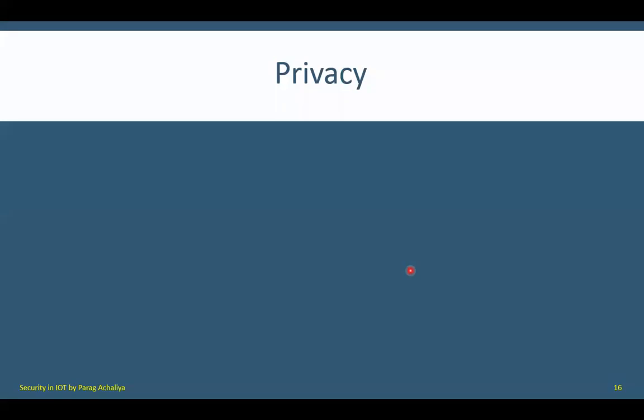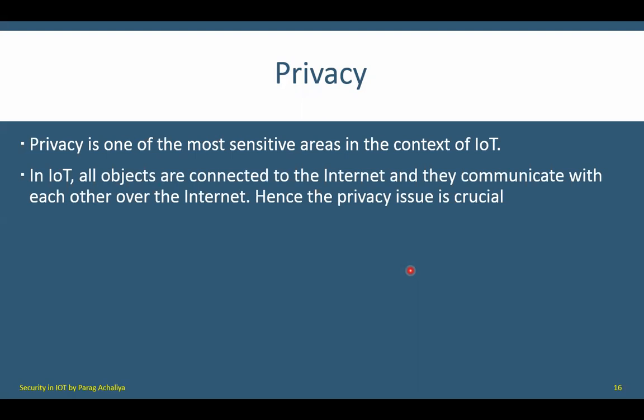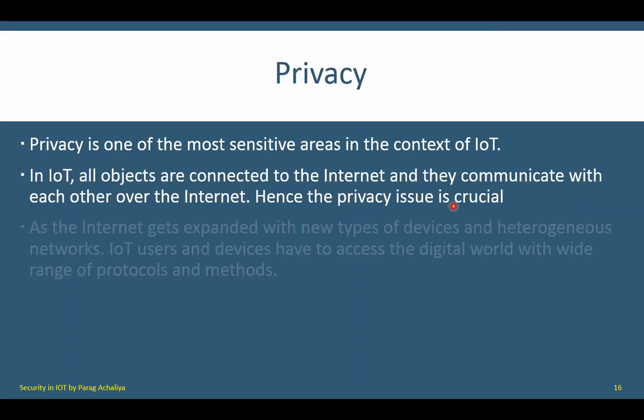And the last one is your privacy. Privacy is one of the most sensitive areas in the context of IoT. Yes, because whenever data is generated, there must be proper privacy given to all types of data. In IoT, all objects are connected to the internet and they communicate with each other over the internet. Hence, the privacy issue is crucial. Whenever there is exchange of data between various things in IoT, privacy is important because data will be transmitted over the network from one device to another. That's why data privacy is very important.